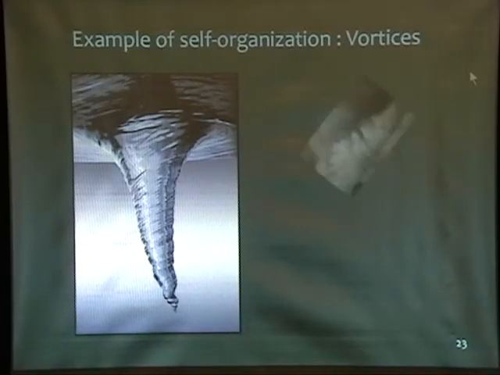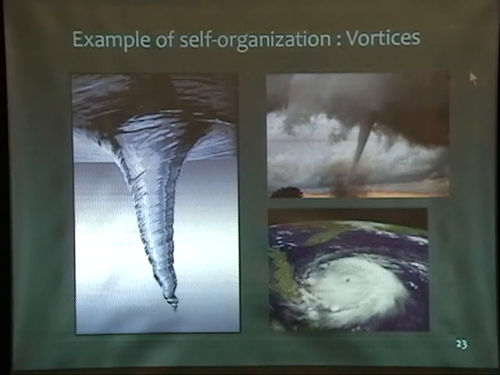Tornadoes and hurricanes are vortices as well, but in this case they're dissipating heat energy from the surface, either the land or the oceans, into the upper atmosphere more quickly. And they're very destructive in the process. Here's an example called convection cells. This is another example of self-organization.